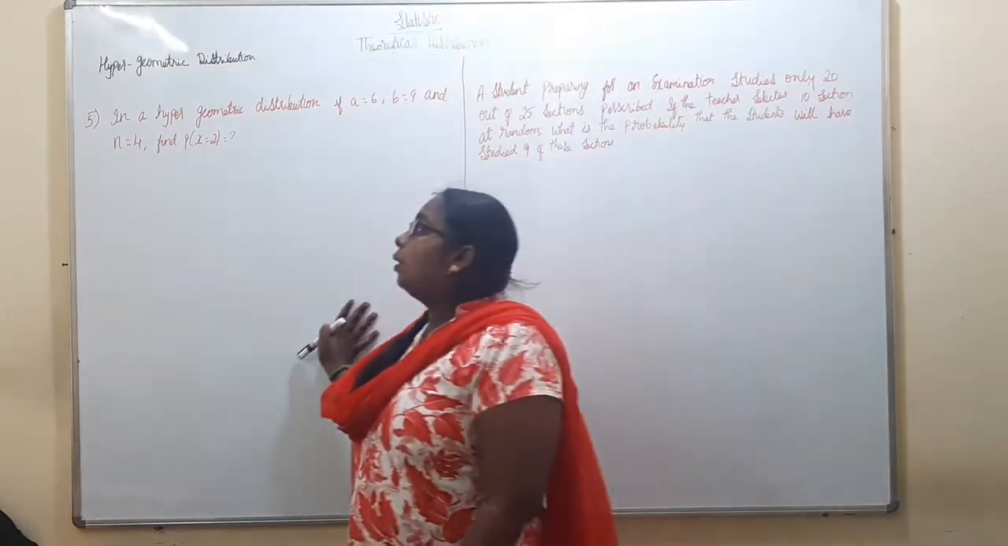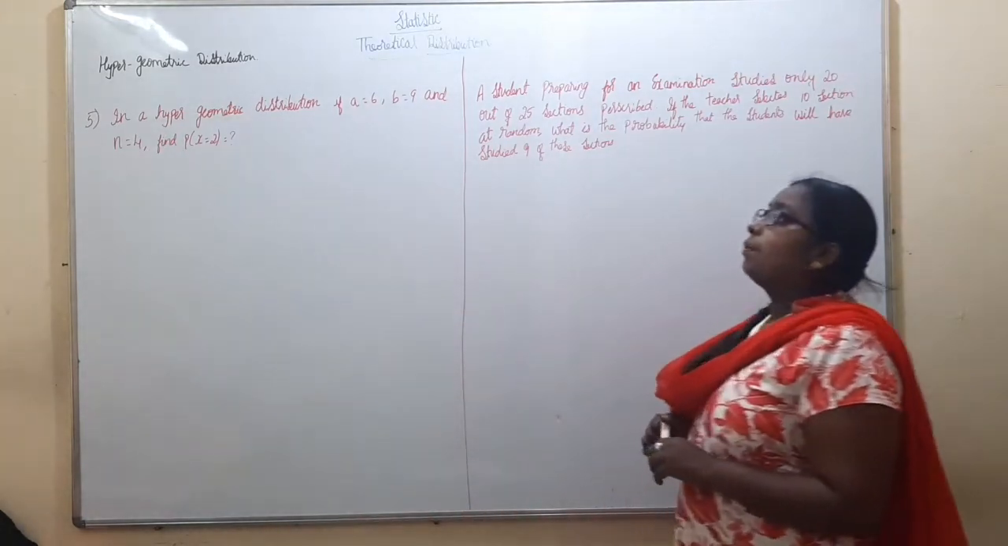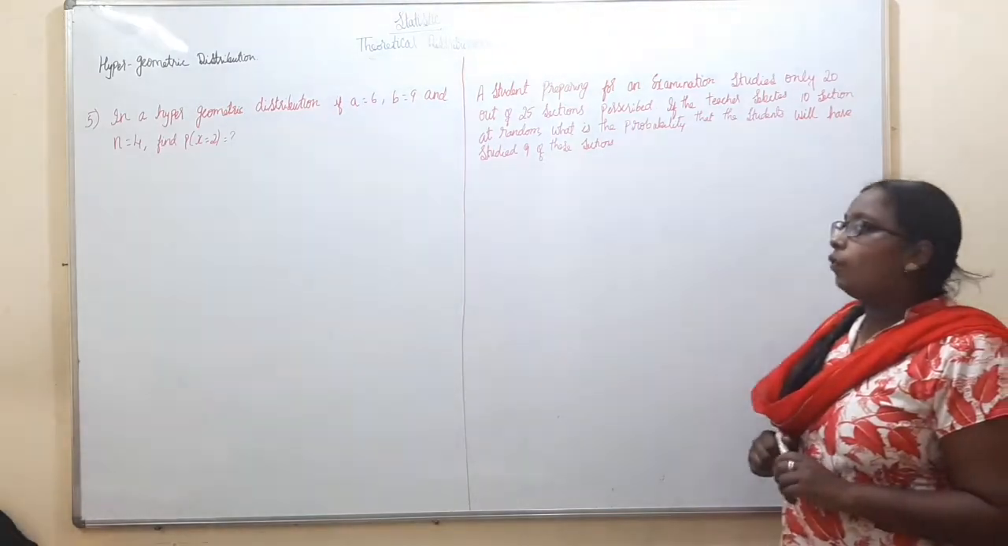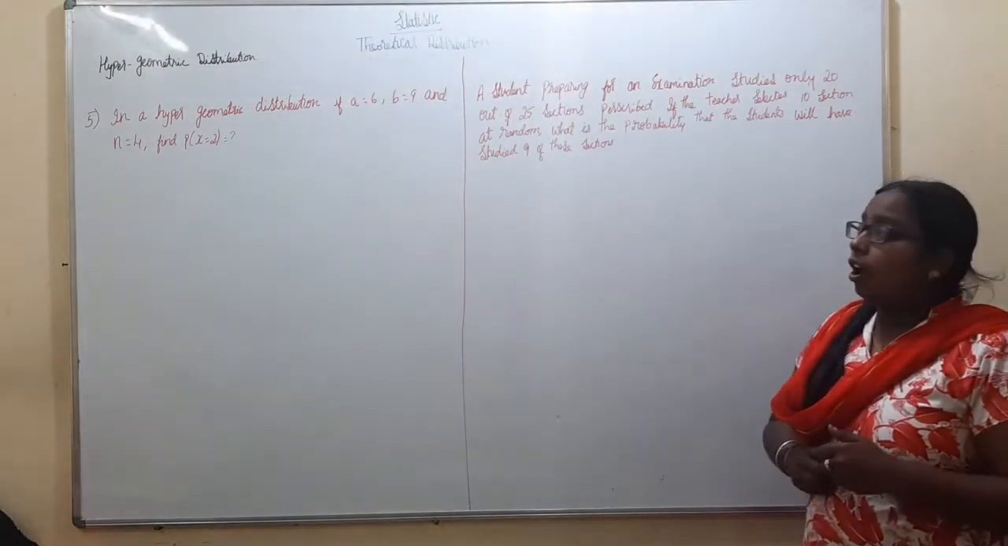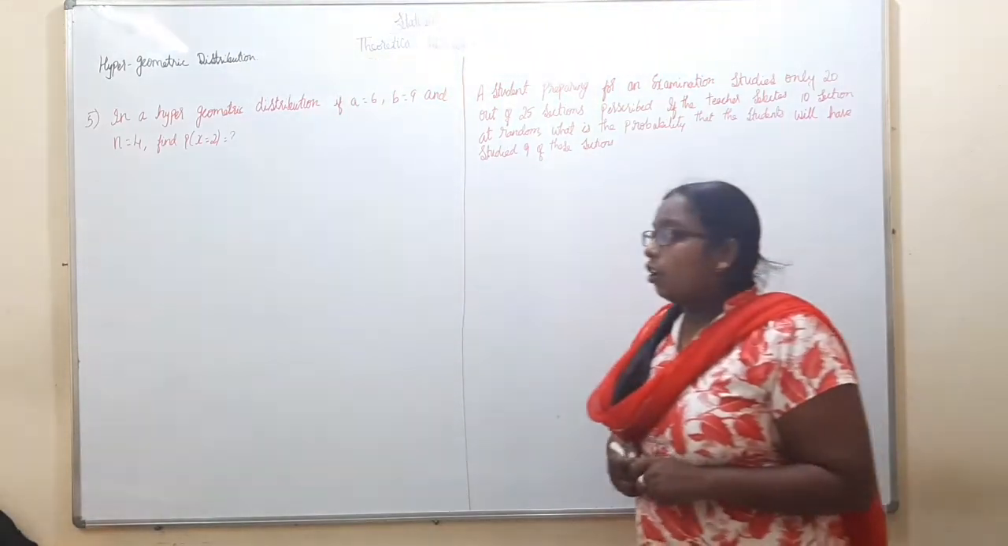See your fifth problem. In a hypergeometric distribution, if A is 6 and B is 9 and N is 4, find the probability that x is 2. We need to find P of x equals 2.